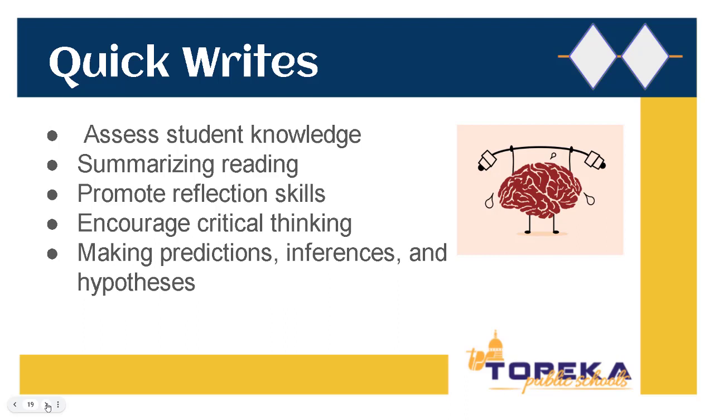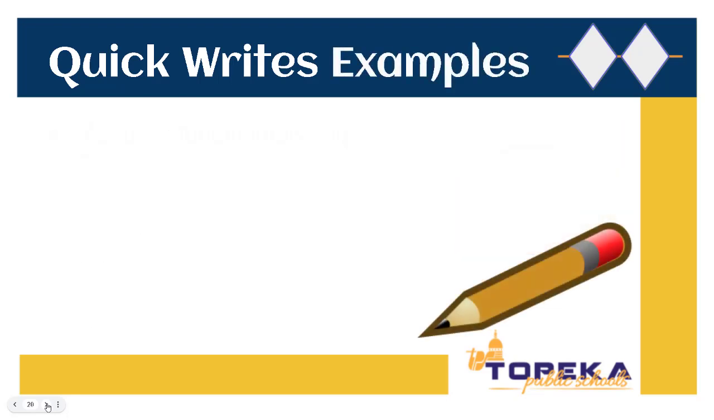Quick writes also help students to work on making predictions, inferences, and hypotheses. And they also promote personal connections. And we know that personal connections are so important in learning because that's what helps to create strong neural pathways, and it's what connects new learning to prior learning. Let's take a moment to look at some examples of quick writes.